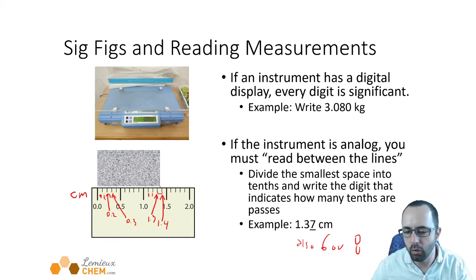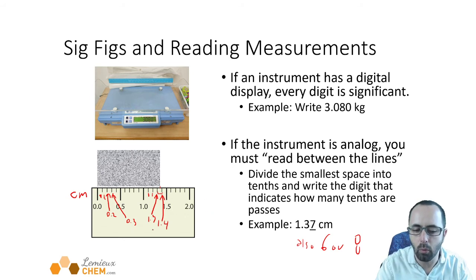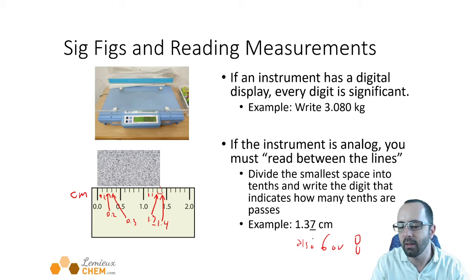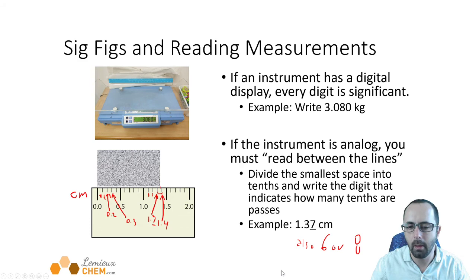But you do need to write that last sig fig. So since all of our lines went to the 10th, since we had a line for 1.3, we're not going to stop at 1.3. We're going to go one more digit and say how far past 1.3, how close to 1.4, 7/10 of the way. That's how we read that.